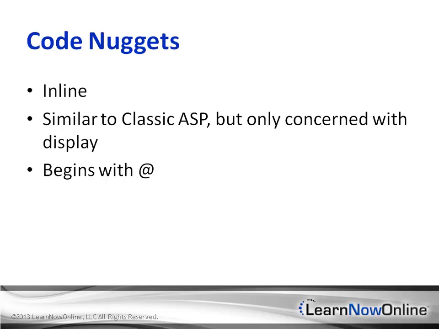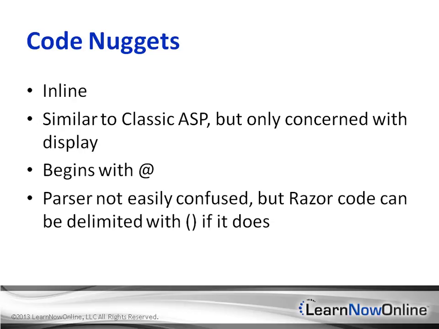These code nuggets are going to begin with the @ sign. And sometimes at this point people say, well, what if I want to put an email address in my HTML or something like that? Won't that get interpreted as Razor? Well, the good news is the parser is not easily confused. It knows common situations. If it sees an @ sign followed by Razor code, then it will probably try to parse it as Razor. But if it sees @ signs just kind of out in the wild or as part of email addresses or part of a string of text, it's pretty good about knowing that that is not Razor code.